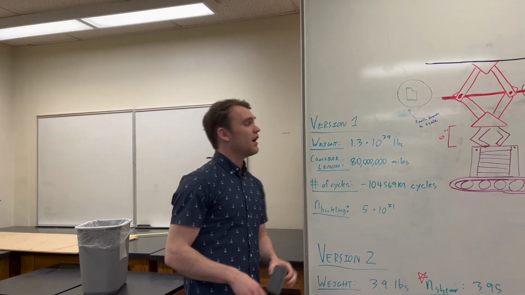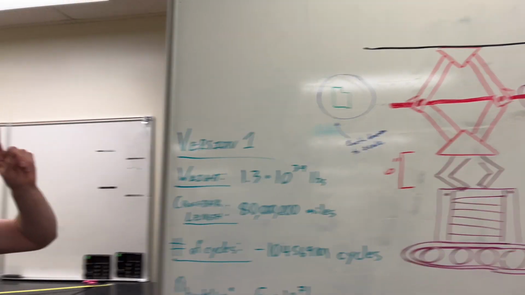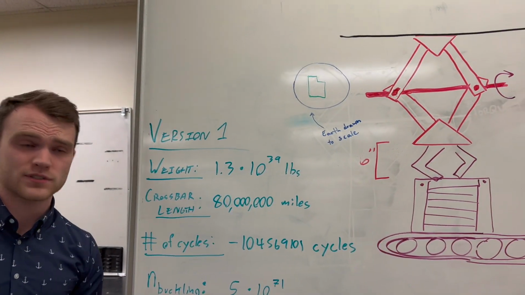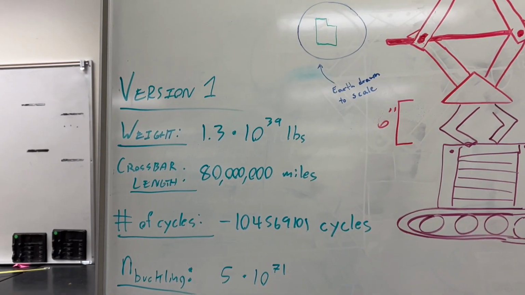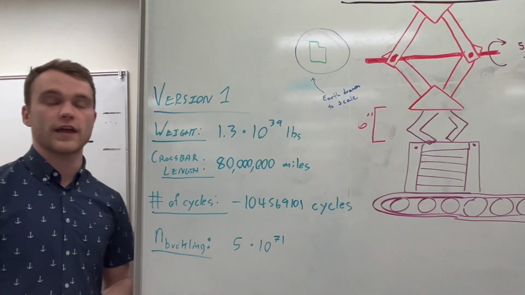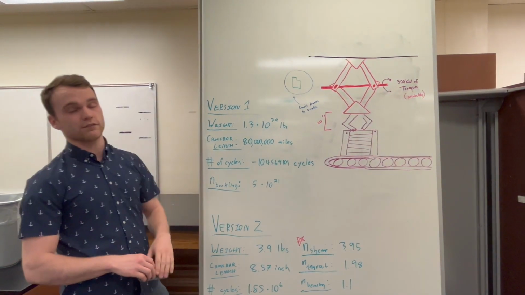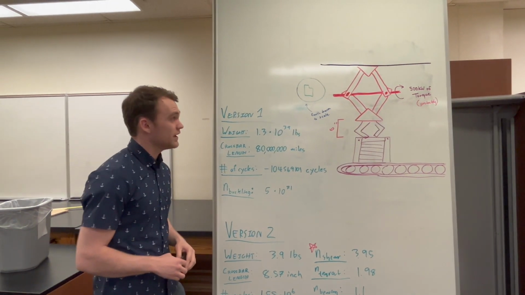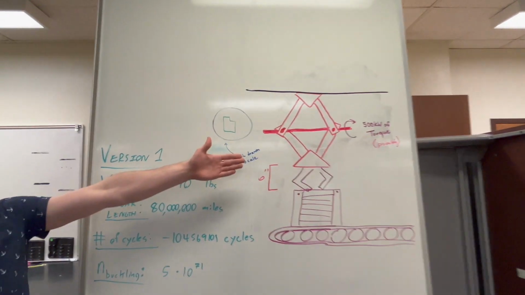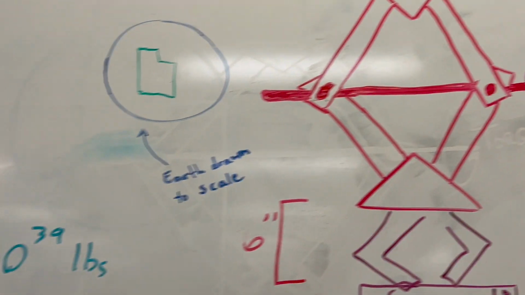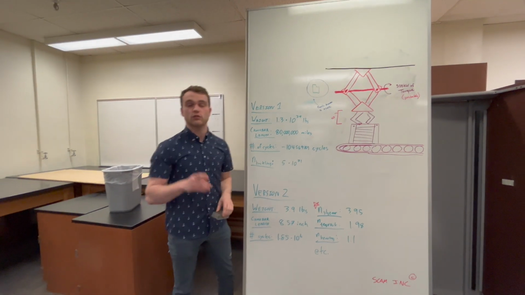Speaking of socks, our first iterations are out of this world. Clocking in at an impressive weight of 1.3 times 10 to the 39 pounds and a crossbar length of 80 million miles, and boasting an impressive number of cycles of about -1 million and a factor of safety for buckling of 5 times 10 to the 71st, this scissor jack is absolutely insane. Over here we have the diagram and the earth drawn to scale. So clearly this demonstrates that our optimization model for our first iteration was working.